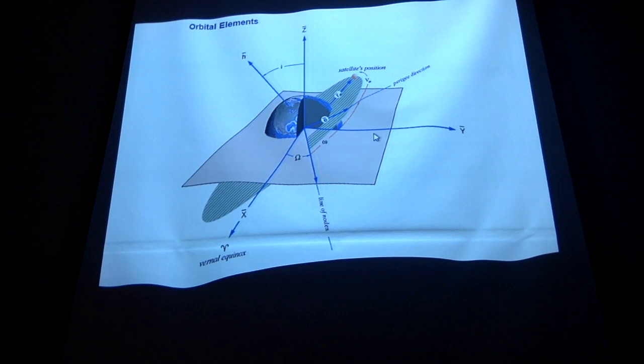Got it? What does this e tell you? This is eccentricity. But what does it tell you about the orbit? The shape of the orbit. Does it say something about the shape of the orbit? e equal to 0, the shape is a circle.